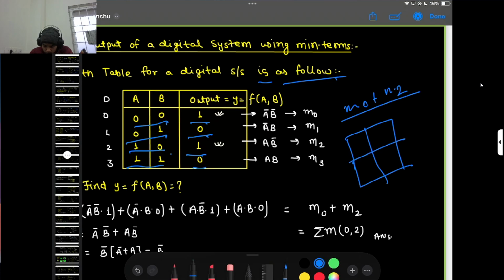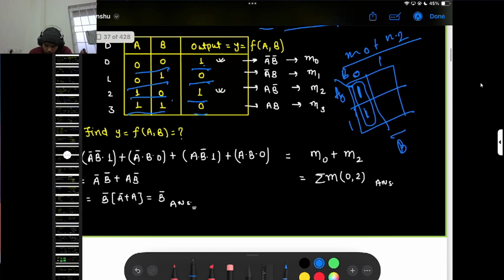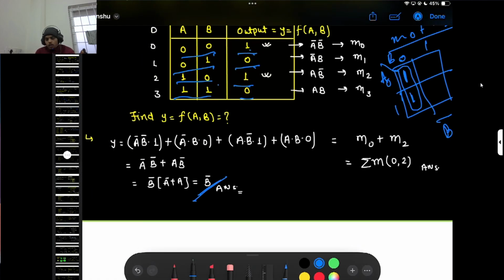Here is the two input K-map. This is my A, this is my B. In here for 0 0 my output is 1, and for 1 0 also 1. So it's basically nothing but my b bar. So the answer is b bar. I hope everybody understood this video.